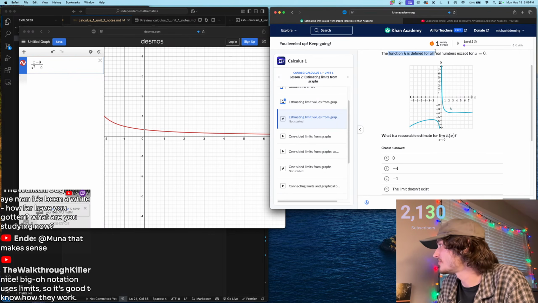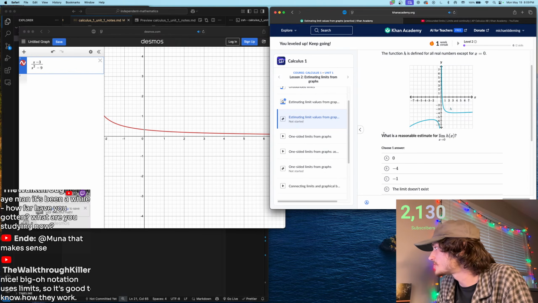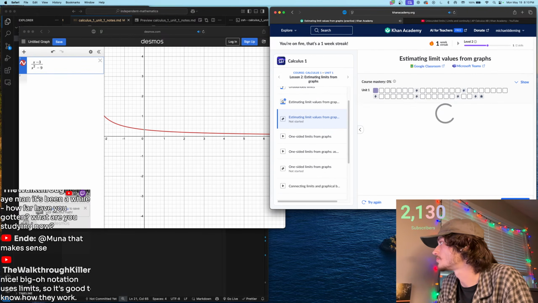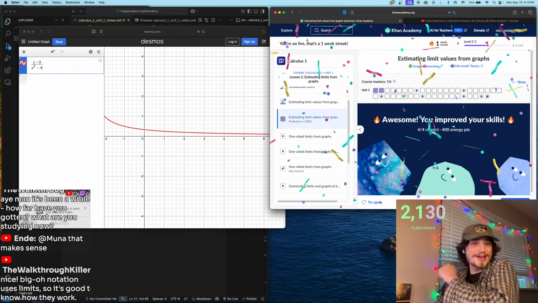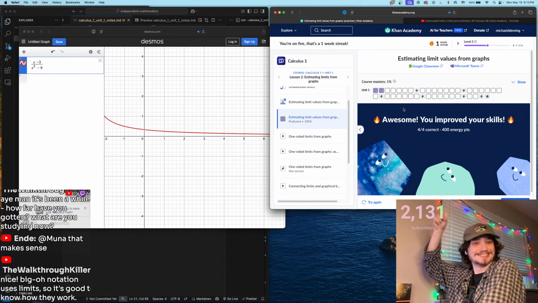The function h is defined for all real numbers except for x equals 0. What is a reasonable estimate for the limit? Well, it's undefined at x equals 0, but we're converging on an asymptote, right? So this one is going to be: doesn't exist. Woo! Hey! Come on, boys! Round it up.